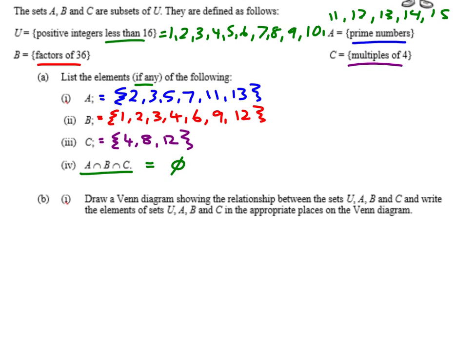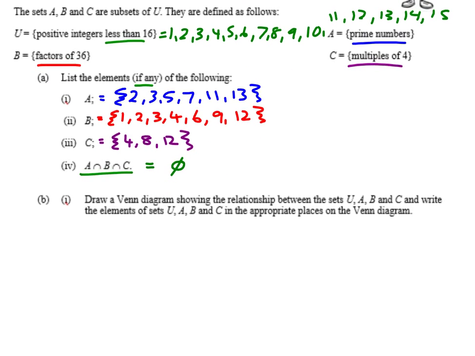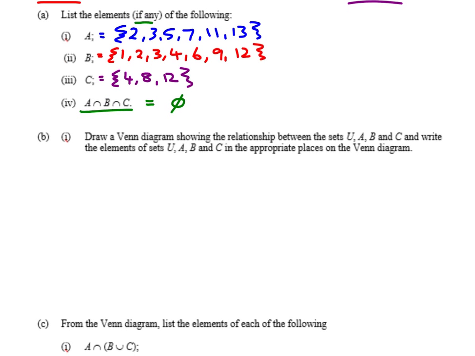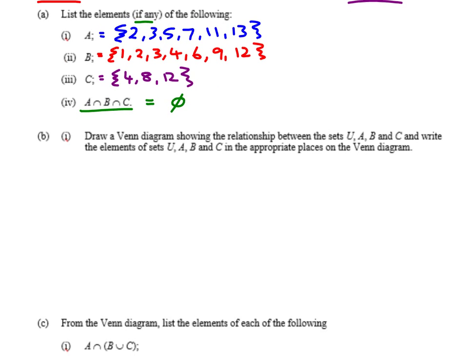Then we're asked to draw a Venn diagram showing the relationship between the universal set, A, B and C, and write the elements of U, A, B and C in the appropriate places. You know that there's no intersect between all 3 of them, and you'll notice that there are no elements in C that also belong to A. So there's a different way you can draw this Venn diagram. I don't think you'll get in trouble if you show 3 intersecting sets and just leave the intersection between A and C empty. But I'll show you the 2 possible ways that you can draw it.